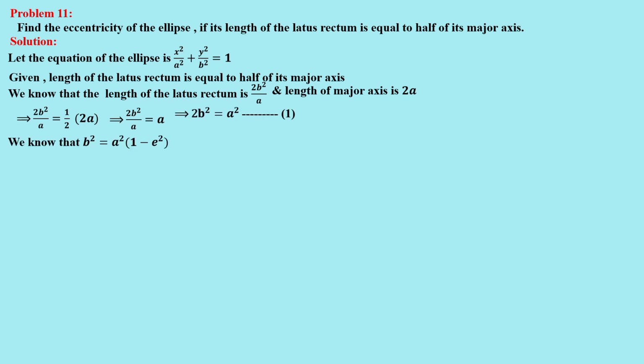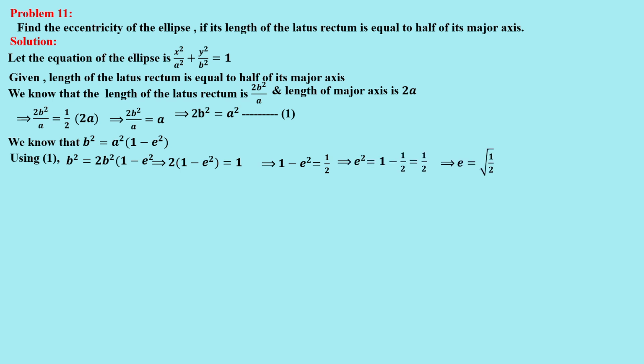So we know b square is equal to a square into 1 minus e square. Using 1, a square is equal to 2b square, so b square is equal to 2b square into 1 minus e square. So b square gets cancelled. 2 into 1 minus e square is equal to 1. So 1 minus e square is equal to 1 by 2. e square is equal to 1 minus 1 by 2, that is 1 by 2.